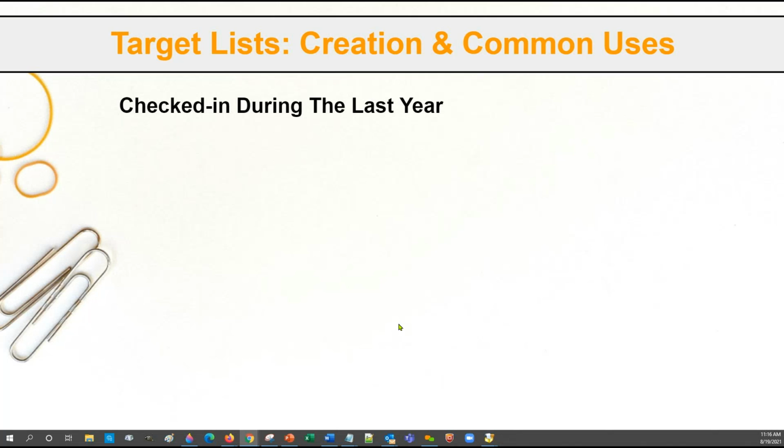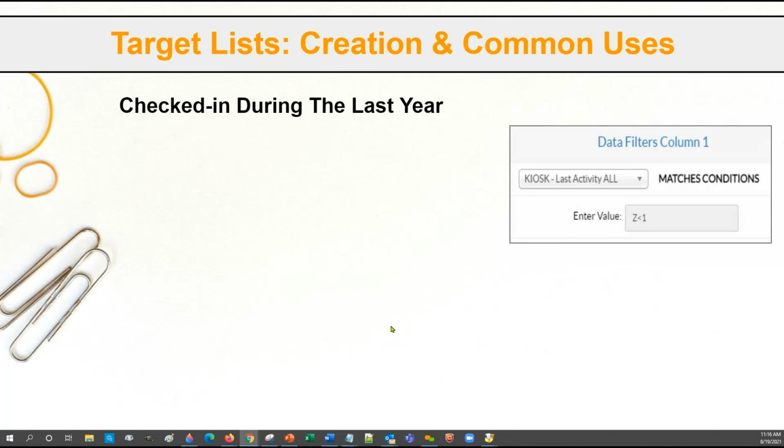some accounts do want to limit the reach of their offers to those who have visited during the last month, the last quarter, or the last year or more. In this example, we'll look at constructing a list that targets contacts that have visited an account during the last year.